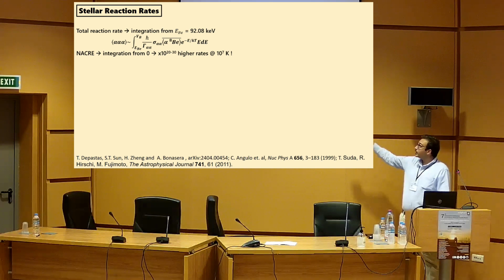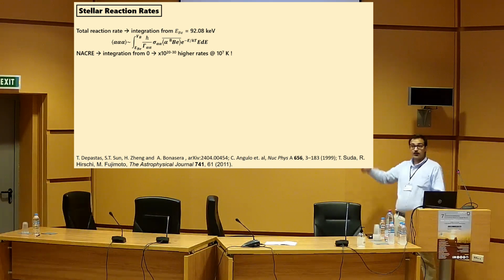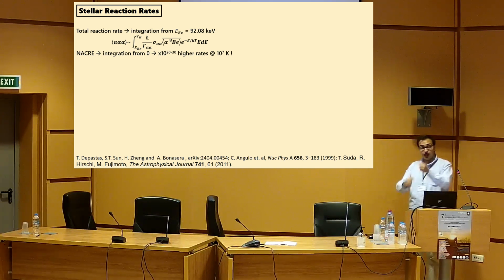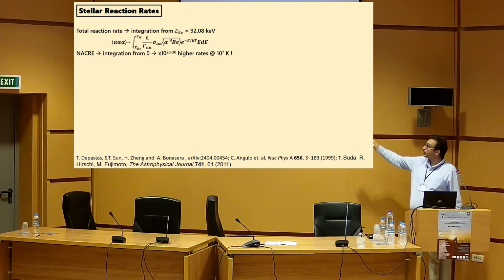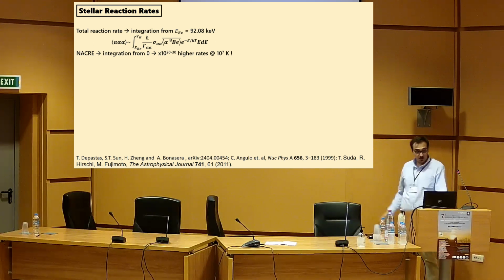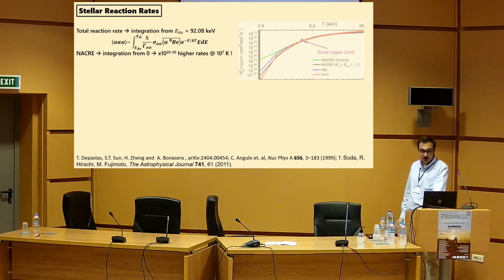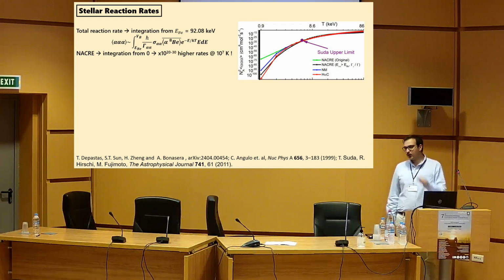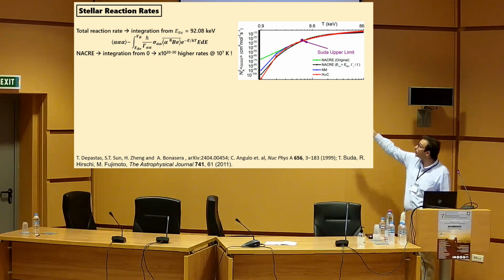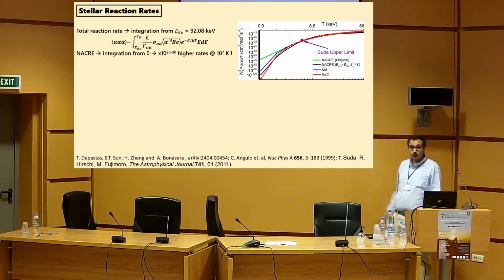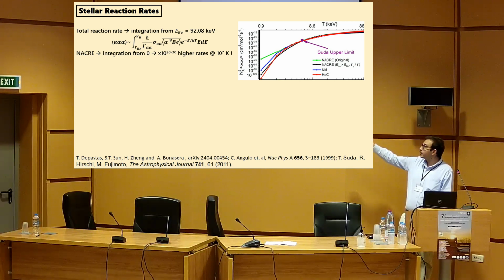The reaction rates are given by this integration over the energies of the 2 alpha particles in the first step, creating the beryllium, which we start from the 92 keV threshold instead of the 0 that the NACRE collaboration starts from. This actually has very serious consequences because in the low energy region, we see a 20 to 30 order of magnitude enhanced cross-section when the integration starts from 0.